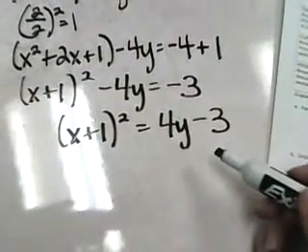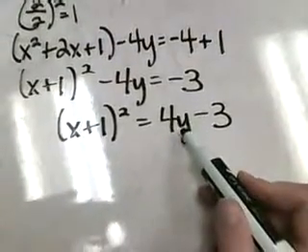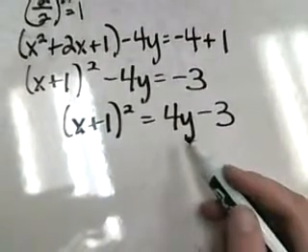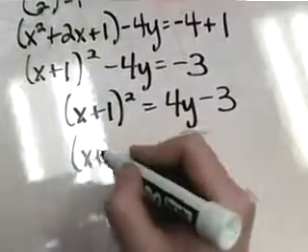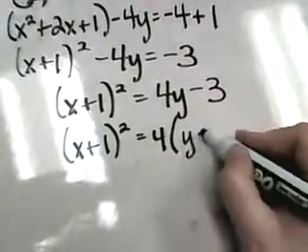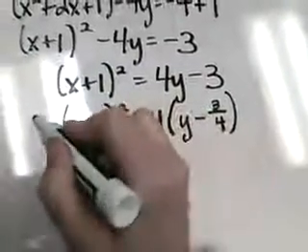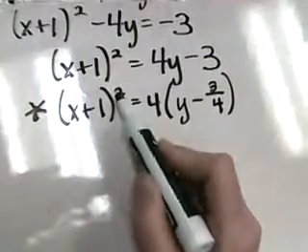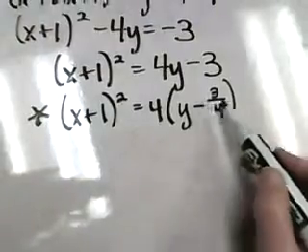meaning I need a parenthesis over there or something. It's not looking right. So what I have to do is I have to take something out of both of those terms so that y has a coefficient of 1. Well, obviously, I'm going to take 4 out. 3 divided by 4 is 3/4. Now I have my standard form because I have x minus h quantity squared equals 4p times the quantity of y minus k.